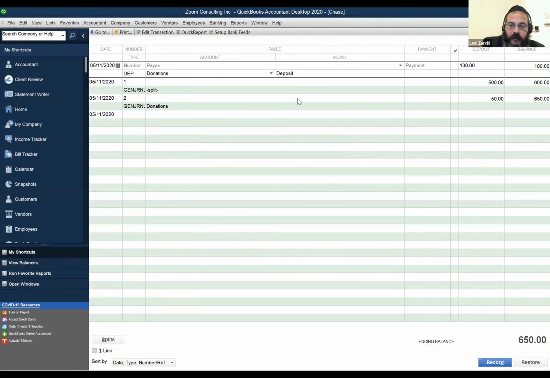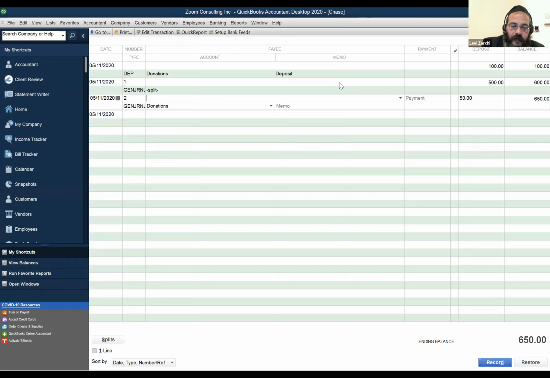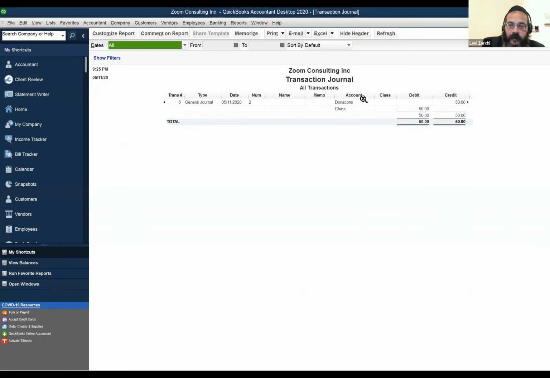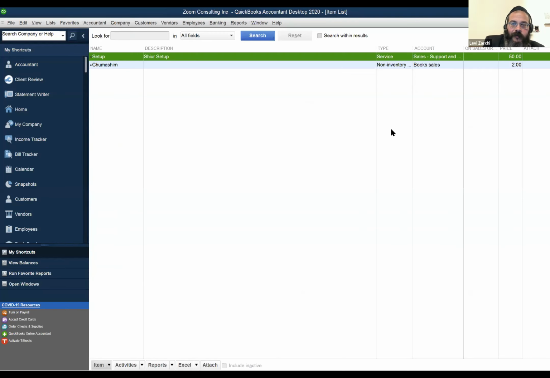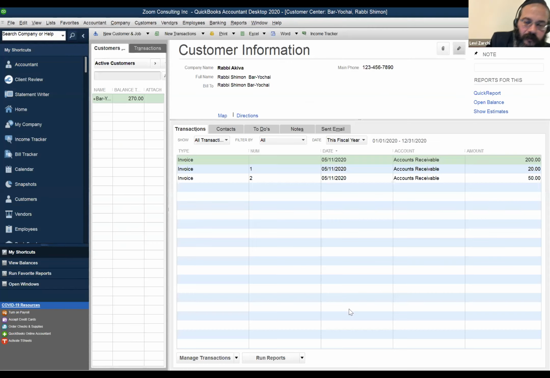If I put that in as a general journal entry, the debit will be the same, will be Chase. The credit will be the same, will be a donation, but the type came through as a general journal entry. This is how you would track transactions that come in as journal entries and that come in as deposits. You'll be able to know. These are two ways how you can record the same donation, directly in the bank or with a journal entry. Let me move on to some other questions.